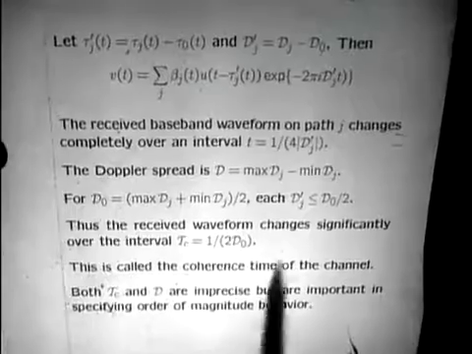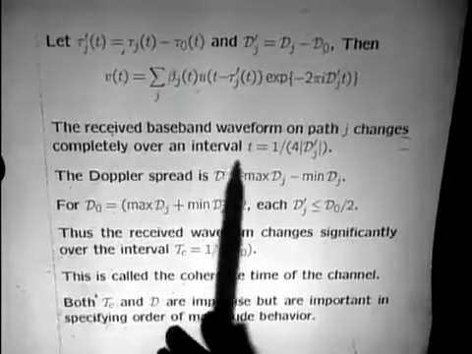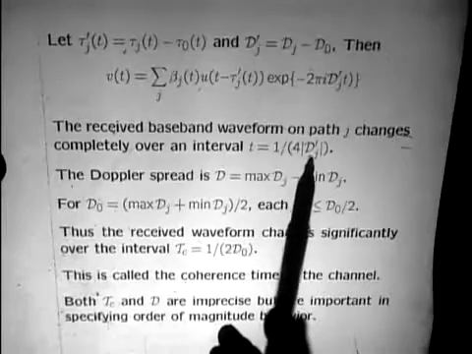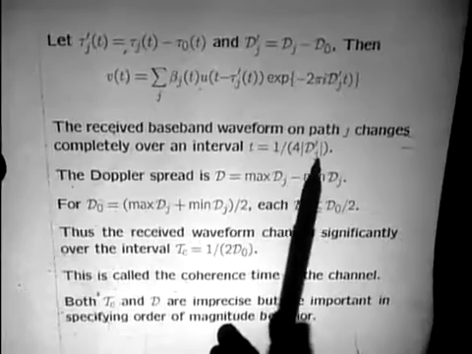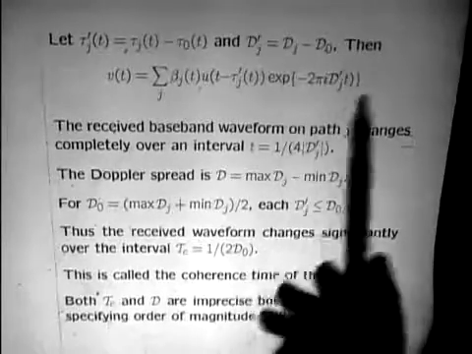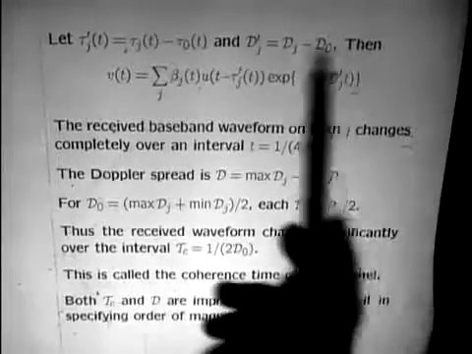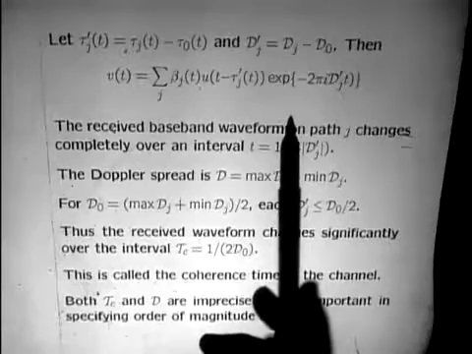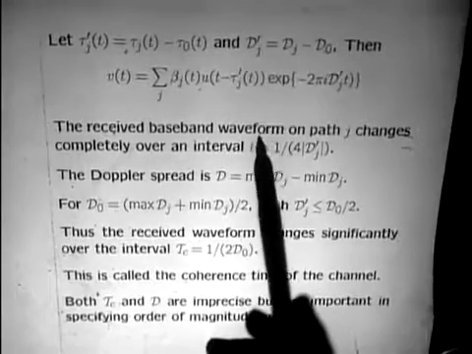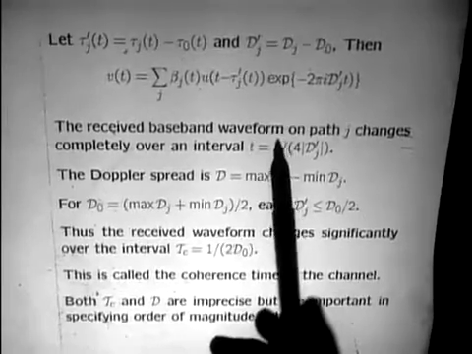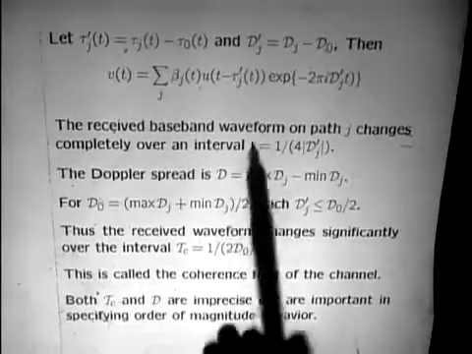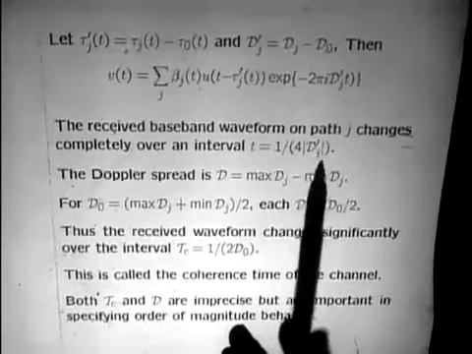The received baseband waveform on path j is going to change completely over an interval of 1/4 times the magnitude of this differential Doppler shift. The Doppler shift might be positive or negative, but if you look at this expression up here, that's the amount of time that it takes for this quantity to change by pi/2. When this changes by pi/2, this exponential goes from its maximum 1 down to 0, or from 0 to -1, or from -1 to 0, or from 0 up to +1. That's a pretty major change. So the interval required to do that is 1/4 times that Doppler shift.